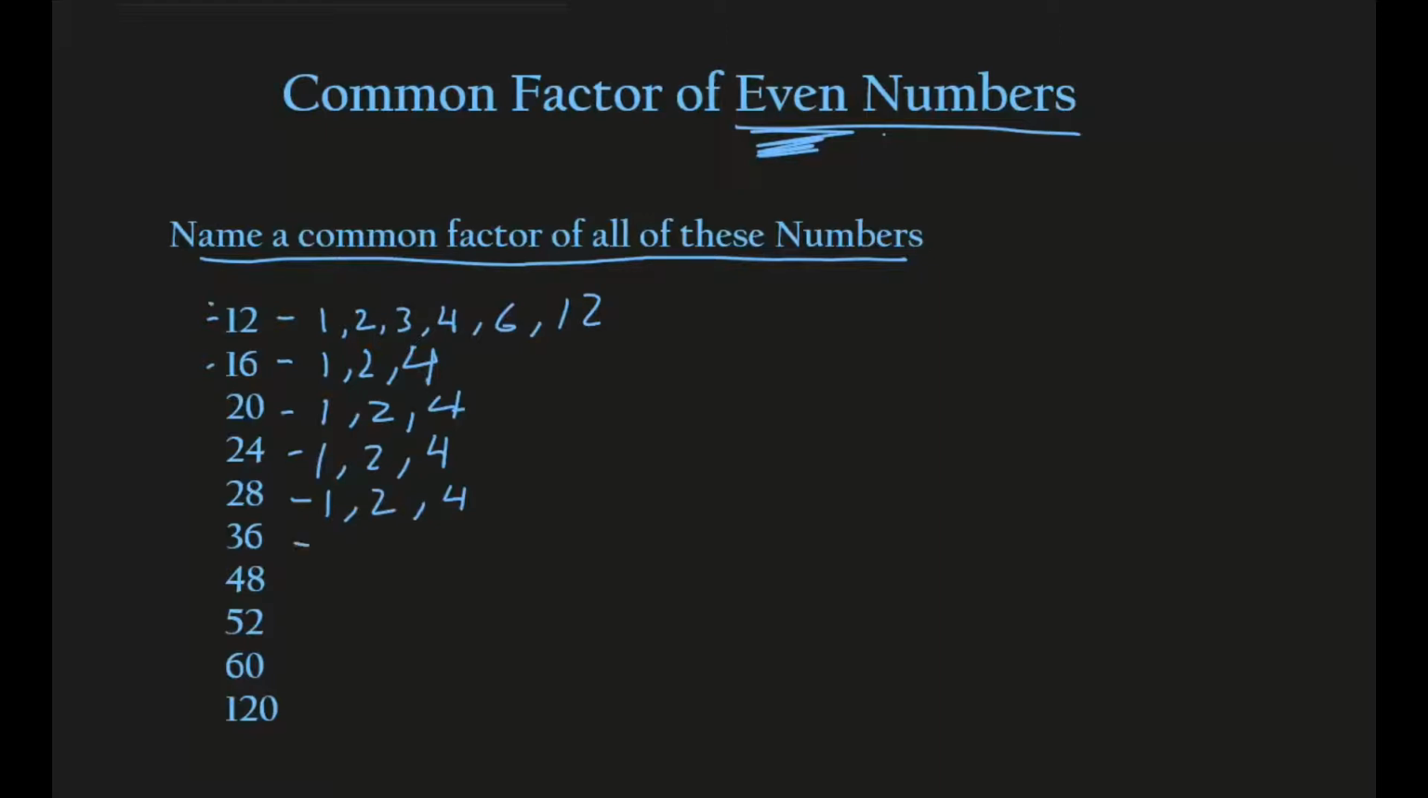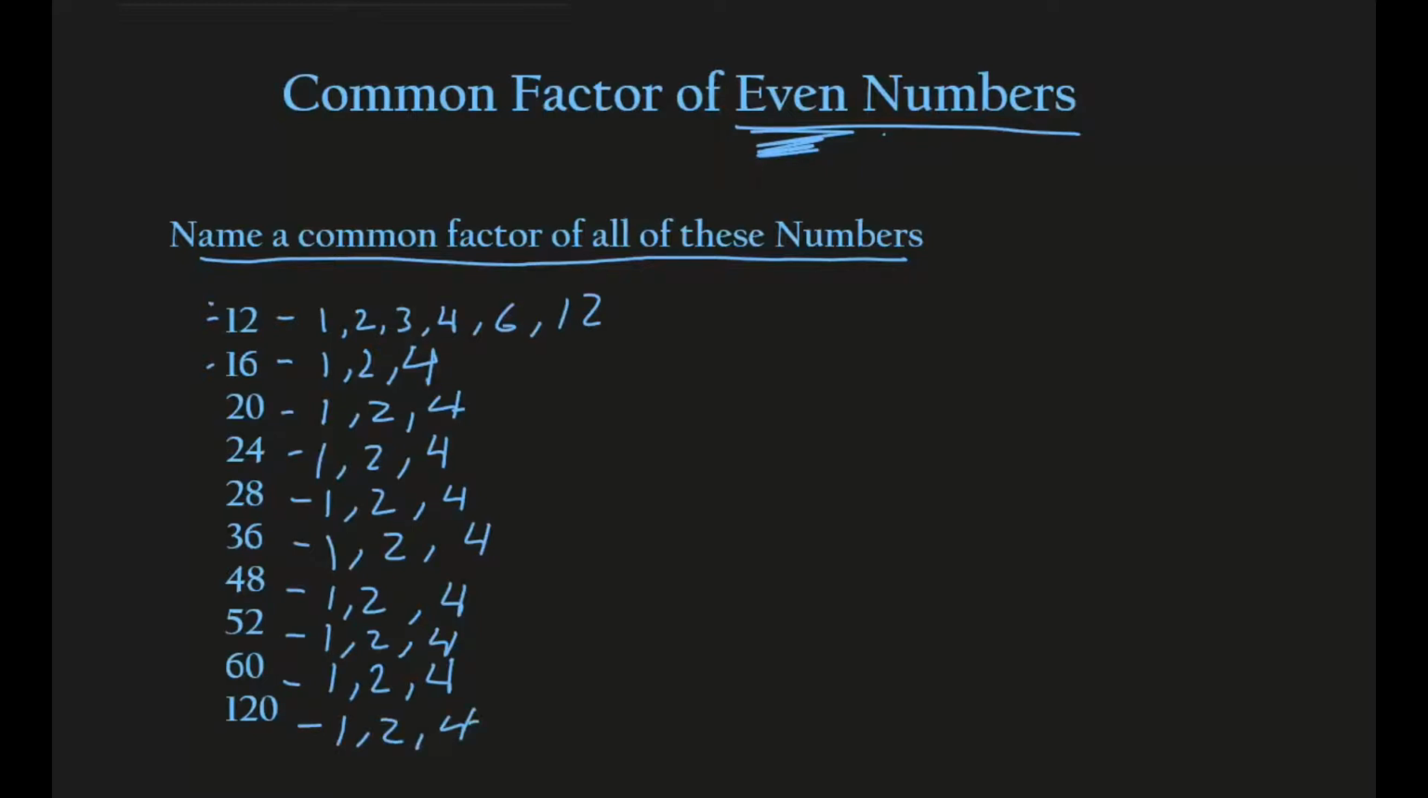Again, 36: 1, 2, and 4. And then we have 1, 2, and 4. And then 52. So again, we have 1, 2, and 4. Now we've got to 60. 1, yes. And then 2 times 30 is 60, so we have 2. Then 4. 15 times 4 equals 60, so yes, 4. Then 120: 1, 2, and 4.